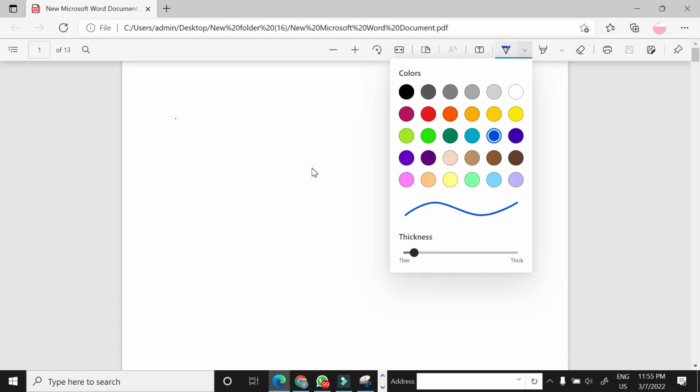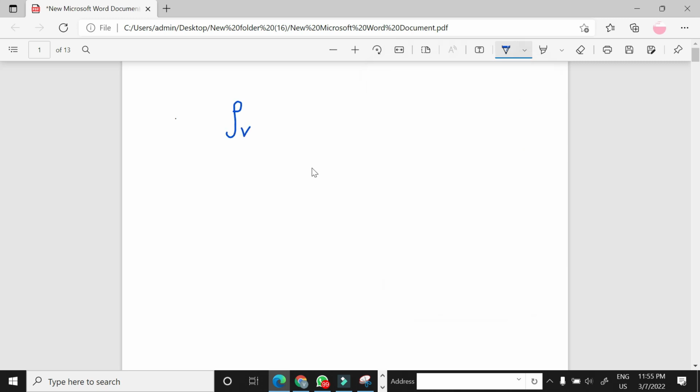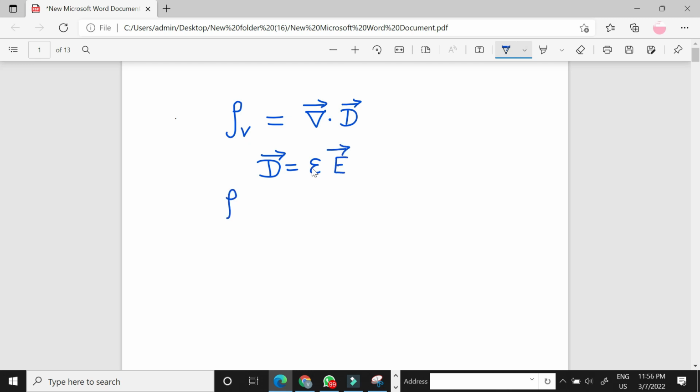We should know the Gauss law equation. Rho v is equal to del dot D, where D is electric flux density, and we know D is equal to epsilon E. Now rho v is equal to del dot epsilon E.